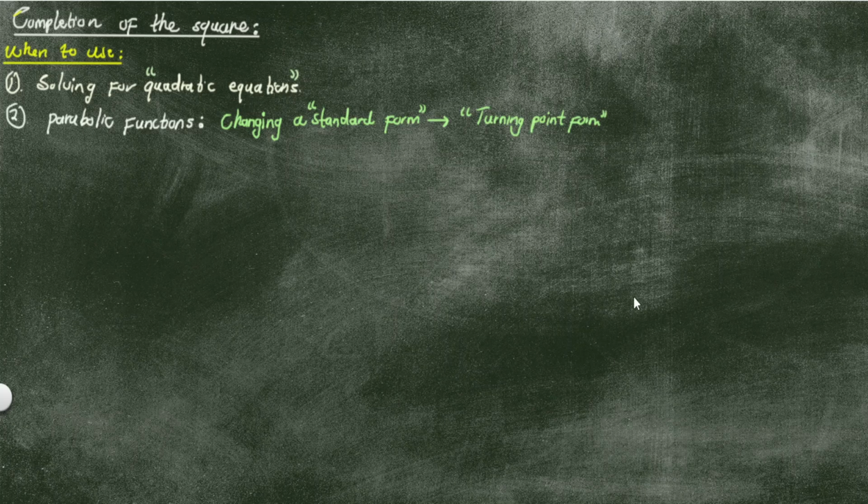Then number two, we are using it in parabolic functions for changing the standard form. I think I've shown you this just now. Where we change the standard form, the standard form equation for a parabolic function is this, ax squared plus bx plus c. We are now going to change it to this form, y equals a times x minus p squared plus q. It's a very useful technique, a very useful tool.